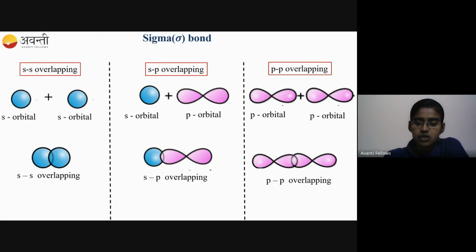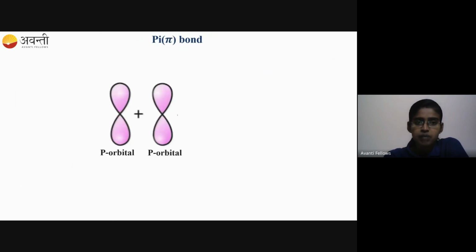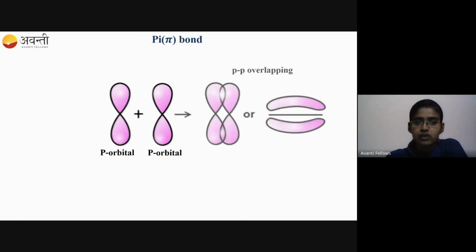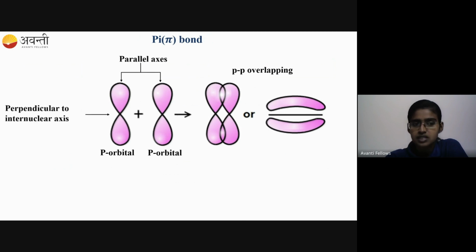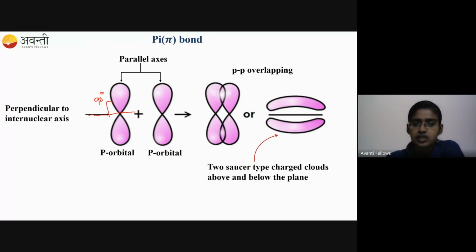Got it? Now coming to the pi bond. Pi bond means sideways overlapping. So two p orbitals will overlap in a sideways manner, in parallel axes. If this is the internuclear axis, the lobes are at a 90-degree angle with the internuclear axis, right? So they will overlap sideways to give two saucer-type charged clouds above and below. That leads to the formation of pi bond.